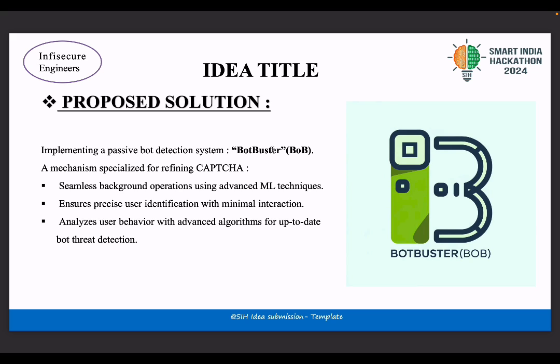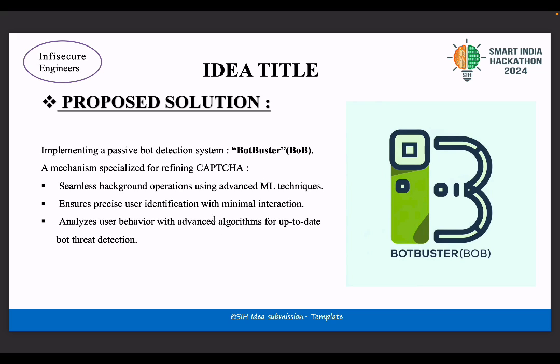BotBuster is a passive bot detection system that analyzes user behavior, in the sense of keystrokes, mouse events, etc., and context to identify bots. It uses ML techniques, machine learning, to distinguish whether it is a human or a bot, providing a robust solution to combat CAPTCHA solving bots and protecting the online service.